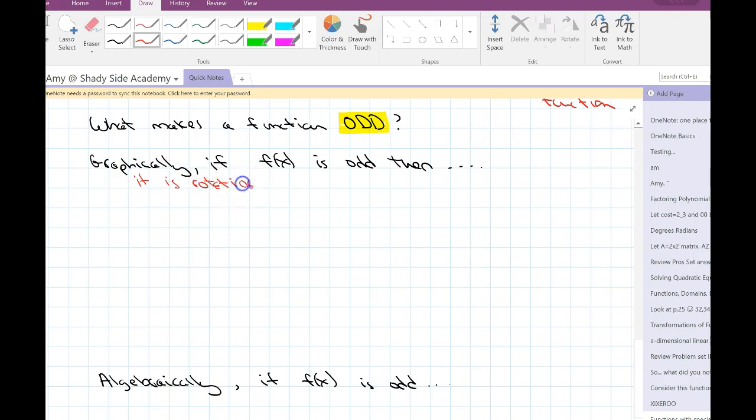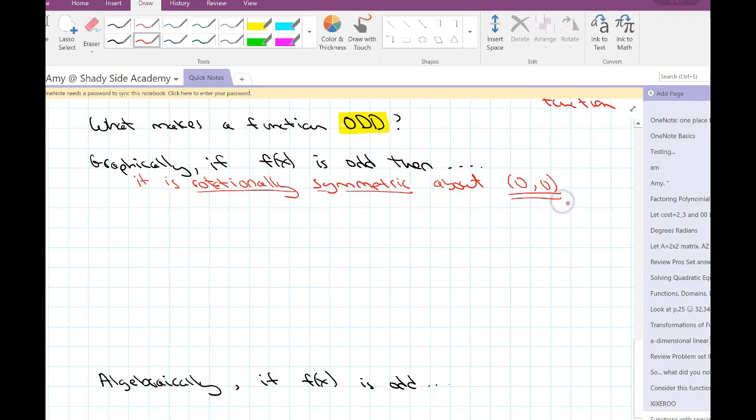And when something is rotationally symmetric, you are not rotationally symmetric over an axis. You're rotationally symmetric over a point, or about a point. f of x is rotationally symmetric about, and that point of rotational symmetry must be the origin (0, 0). Okay, it can't be any other point for the function to be odd. And what does it mean to be rotationally symmetric? This you may have explored in Math 2 last year.